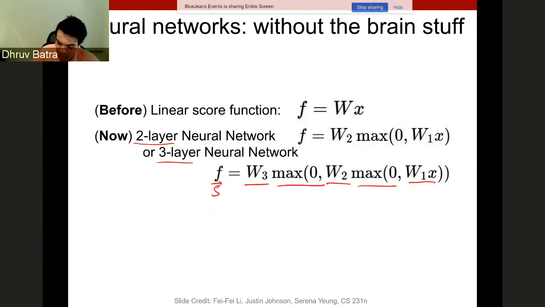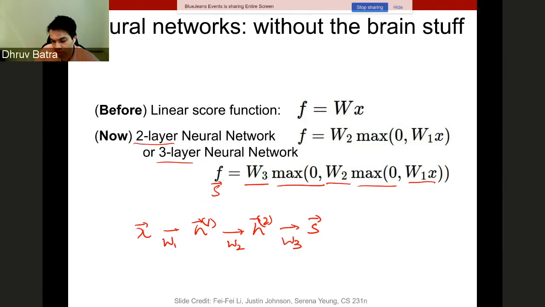And this is to go from X to H1 vector, to go to H2 vector, and then finally to S. W1 and max is playing the role in this conversion, W2 is playing the role in this conversion, and W3 is playing the role in this conversion. And I'm not explicitly writing down the maxes here, but yes, they exist.